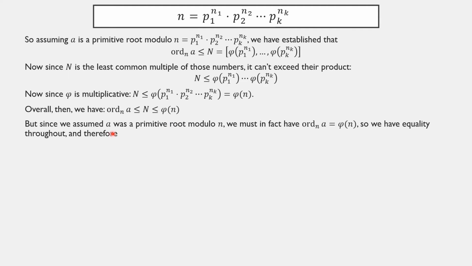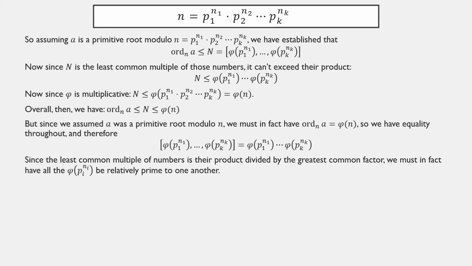We assumed, however, that a was a primitive root mod n, in which case the order mod n of a is equal to phi of n, so all three of these things must be equal. Therefore, the least common multiple of all of these totient values, which was capital N, must in fact be equal to phi of n, but since phi is multiplicative, I can distribute it like this. Now, under what circumstance can the least common multiple of a list of numbers simply be equal to their product?